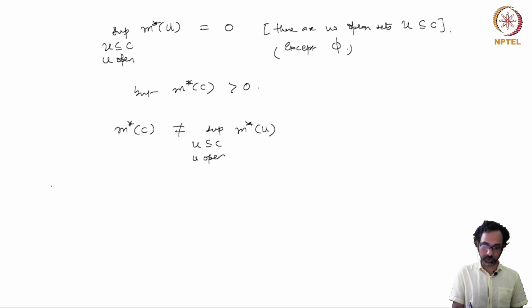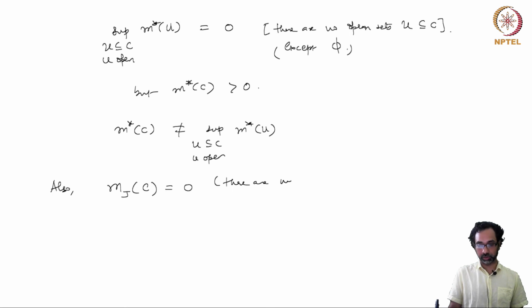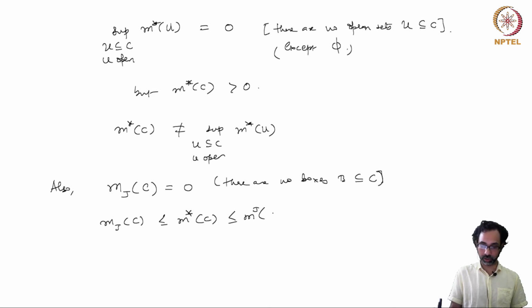This example also shows that the Jordan inner measure of this set C is 0, because there are no boxes B sitting inside C. So the Jordan inner measure is going to be 0, and since the Jordan inner measure is less than or equal to m star C, which is less than or equal to the outer Jordan measure, this implies that C is not Jordan measurable.